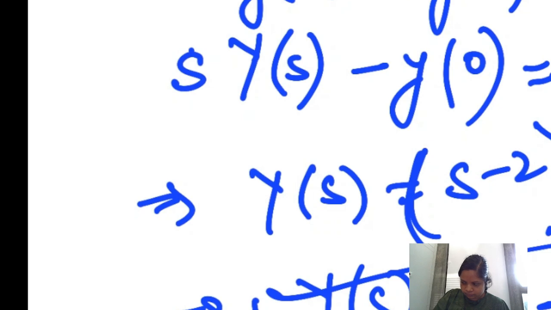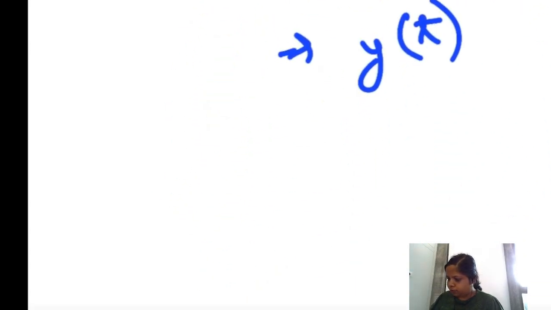e raised to 2t. Yeah, so minus 1 will already be there, and into 1 upon (s minus 2) is e to the power 2t. So hence you have got the answer here very simply. It is just minus e power 2t. So this is the way you work in Laplace domain.